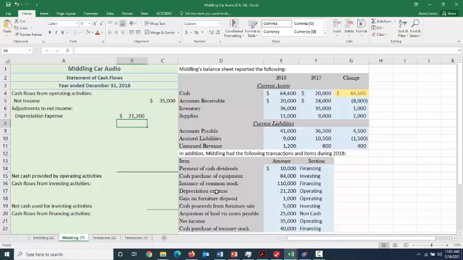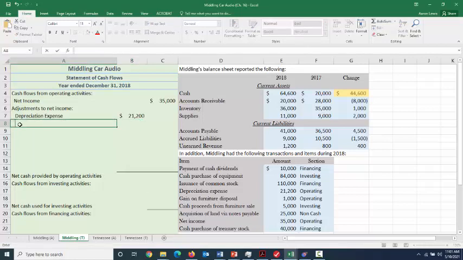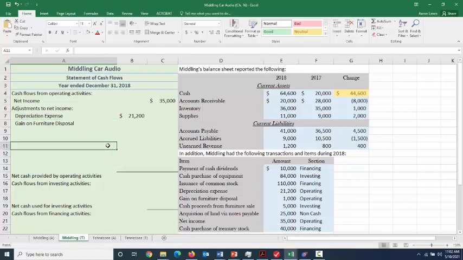The next step is to look for any gains or losses which may have affected your net income but didn't actually affect your cash. And we have one of those right here. We have a gain on furniture disposal. We have this $1,000 gain on furniture disposal because we sold that furniture for $1,000 more than our book said it was worth at the time.